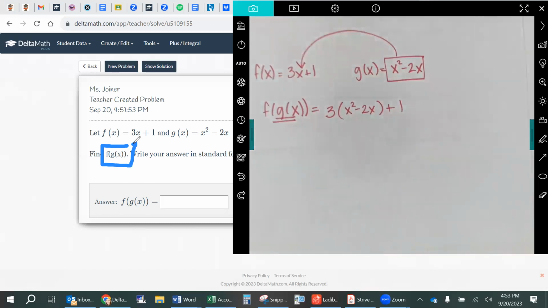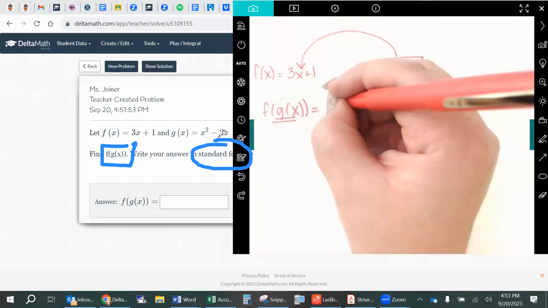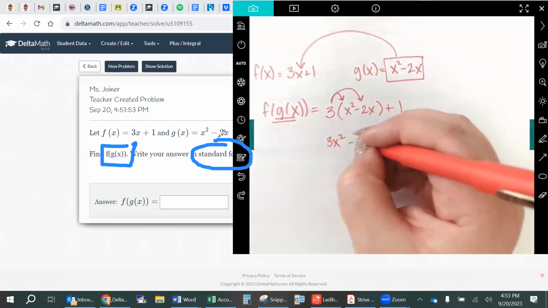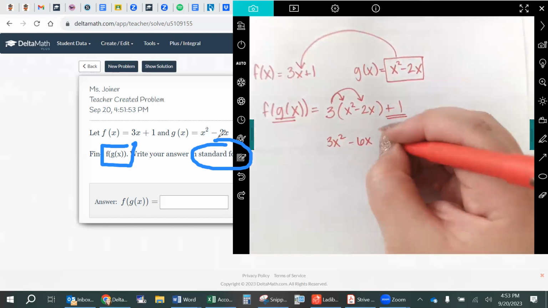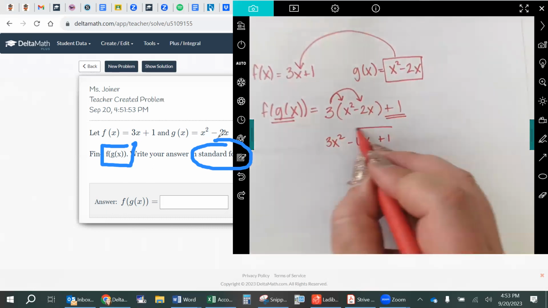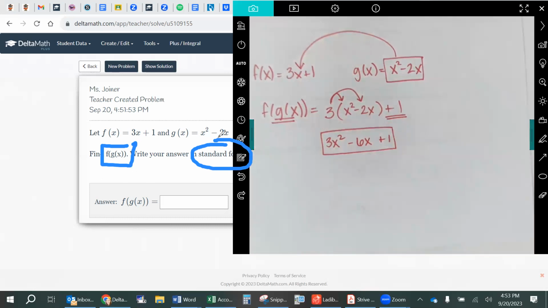And then I would say, okay, well, how can I put this in standard form? That's what it says on your homework here, standard form. Okay. So then I would do 3 times x squared is 3x squared. 3 times negative 2x is negative 6x. And then plus 1's just kind of chilling behind that. That answer is ready to use. Now notice, why can I just type that one in? Well, because none of those terms can be combined. Right?